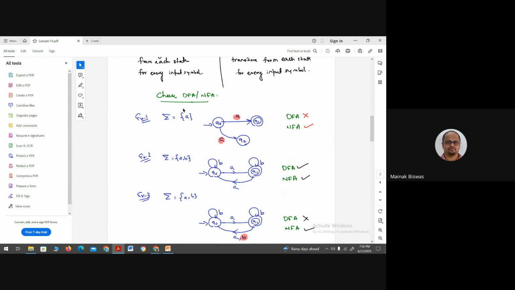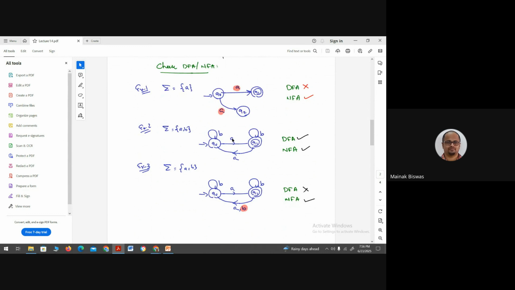Now, what is this one? How to understand which one is a DFA or an NFA? See, for A it is going to two states, so this is a non-deterministic finite automata. Again, in this one, for each state and each input symbol, it is going to one single state only. So it is both a DFA and an NFA. So we can say that DFA is a subset of an NFA, right?